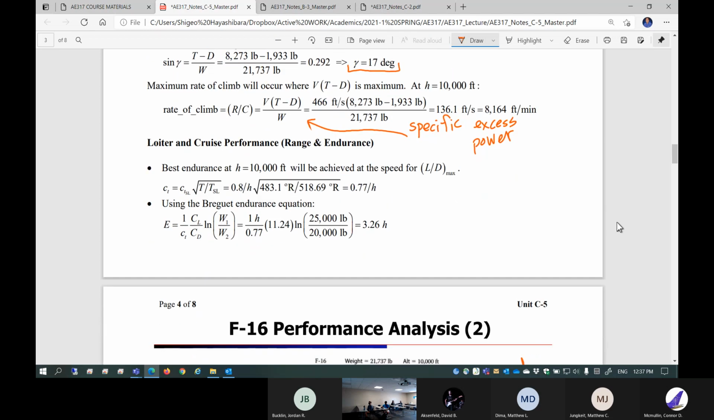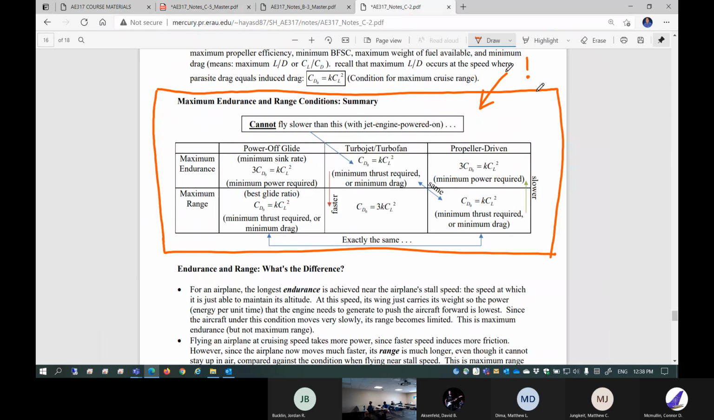Okay. Next is, of course, cruising performance with engine on. You already did engine off performance, gliding, but this is cruise performance, endurance and range with the engine on. This is the case for turbojet. This is the condition for maximum endurance, maximum range. If you are a propeller-driven airplane, it's a different condition. Let's be careful. In other words, for propeller-driven, power-off glide and then cruising range and endurance are essentially the same thing. You don't have to calculate twice.